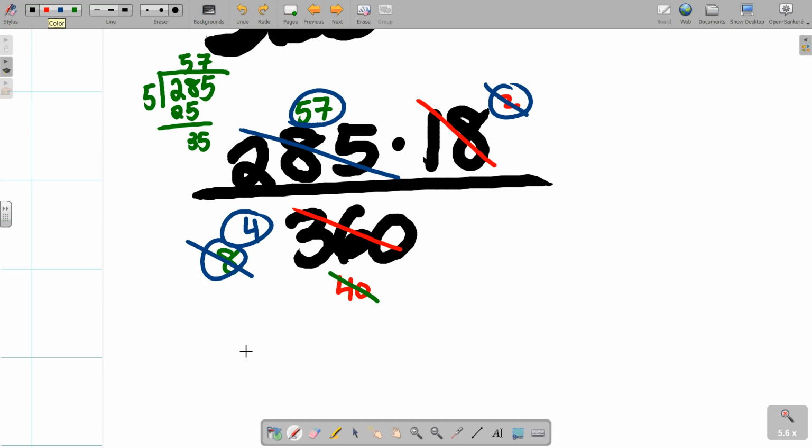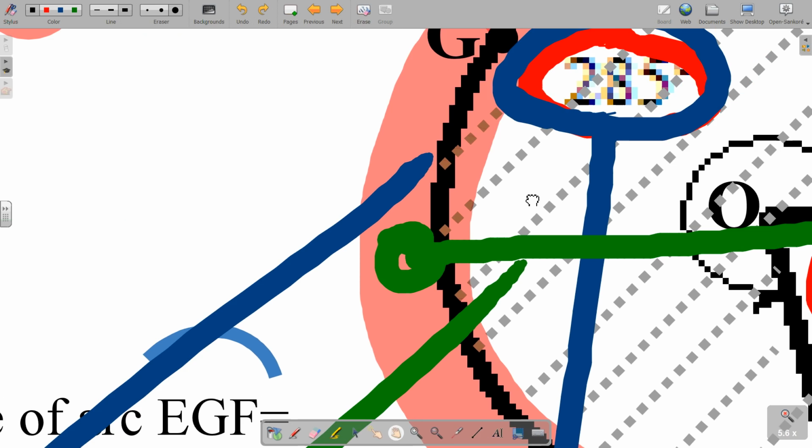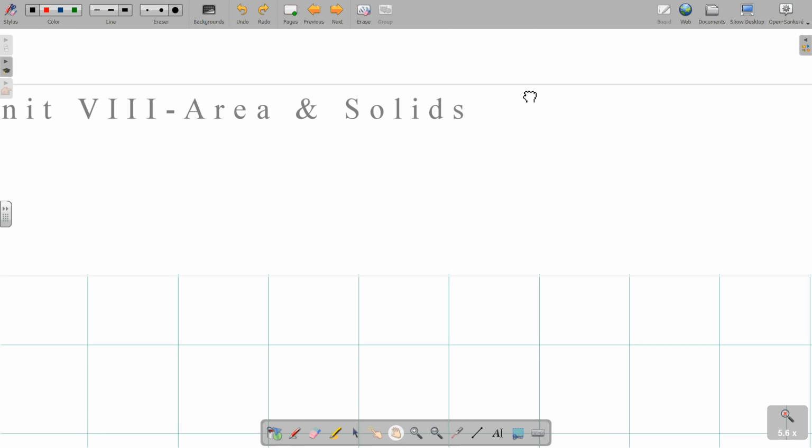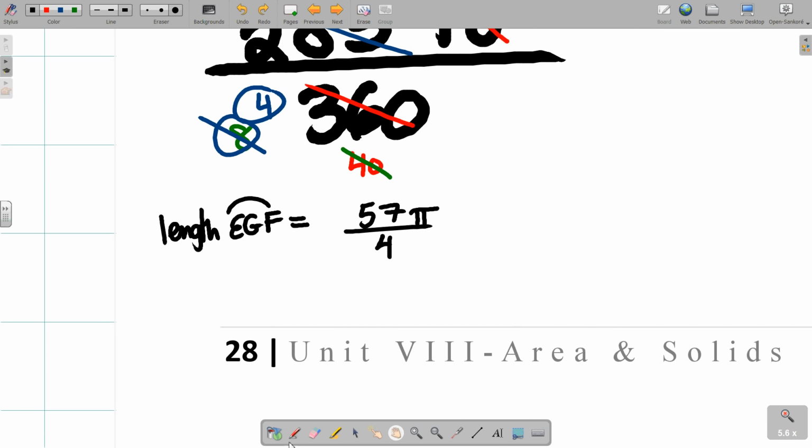So my arc length of EGF, the length of the arc, is going to be 57 fourths pi. I think our units was yards. Yes. Yards. That's your arc length, fraction of circumference.